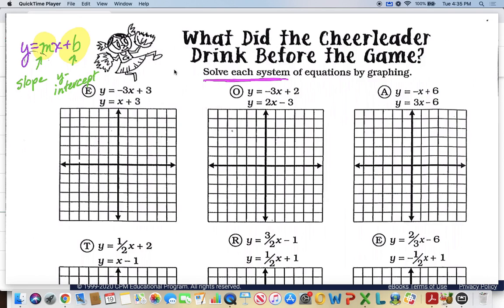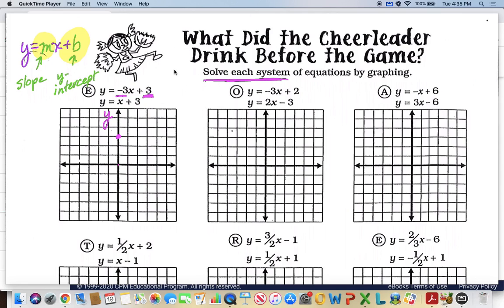So if we look at this first one, which is the e, we see that the y-intercept, I'm underlining in pink right now, is 3. And then the slope is -3. So the 3 at the end of the equation, the y-intercept, let's graph that on the y-axis. So we count up from the origin, 1, 2, 3, and we put that point right there on the y-axis.